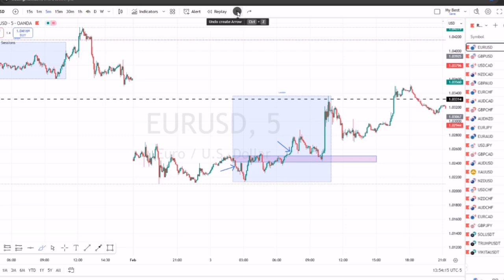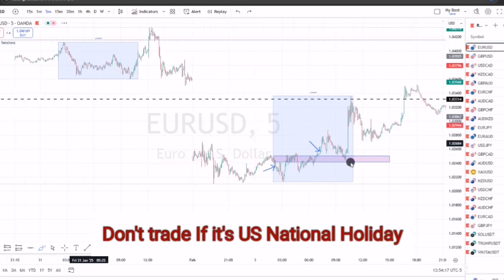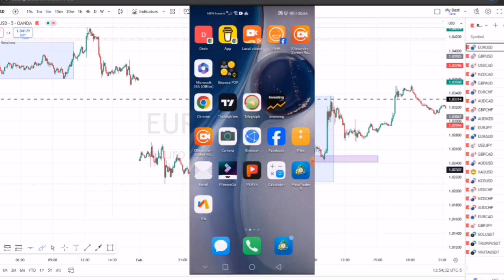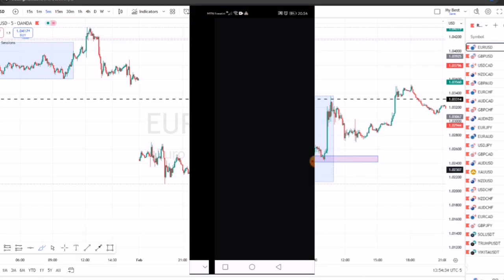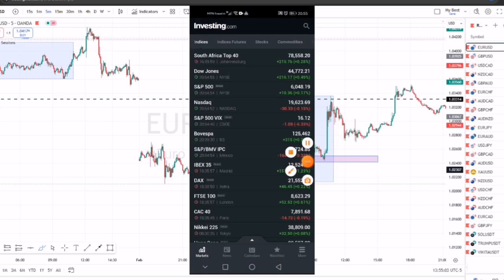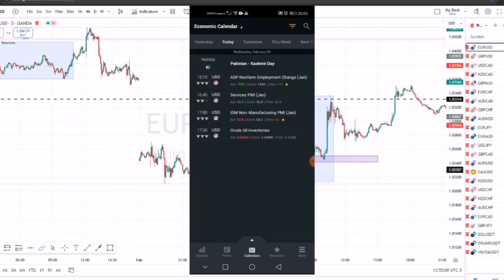Now, another thing, remember to also beware of news events, especially USD news. For you to find the news, you open this app, investing.com, and on this app, you go to calendars. Okay, down there, you have calendars, and this is where you're going to see the news for that day. As you can see here, today we had these news. Okay, we had those news.